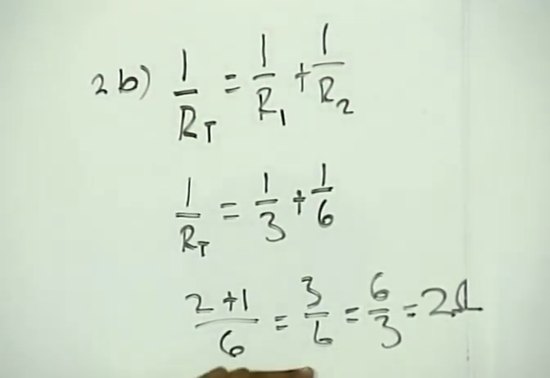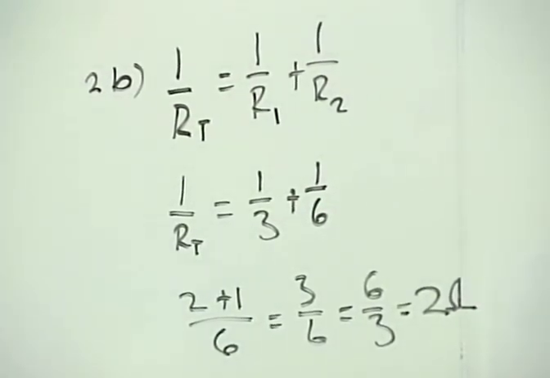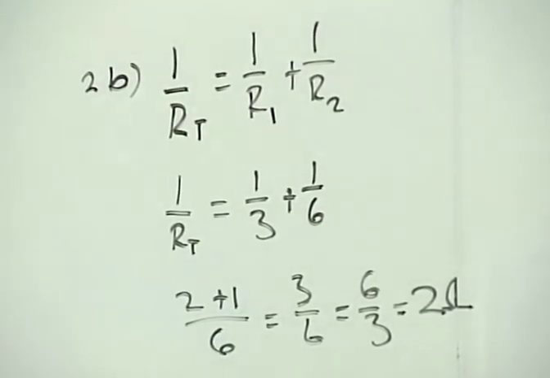The reciprocal of that is 6 on 3. And you divide 3 into 6 and you get 2 ohms. Okay, good. 2 ohms is the total resistance in the circuit. That is the combined resistance.